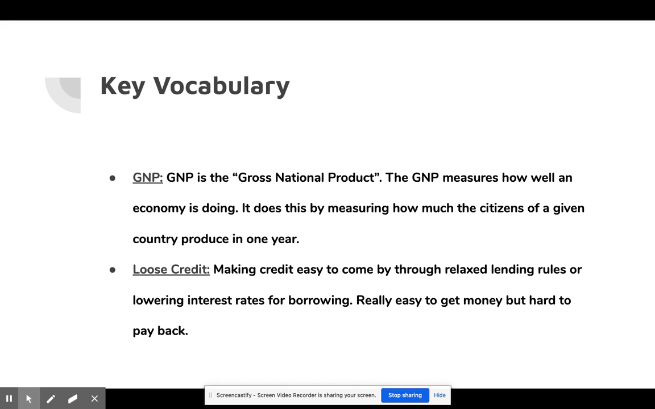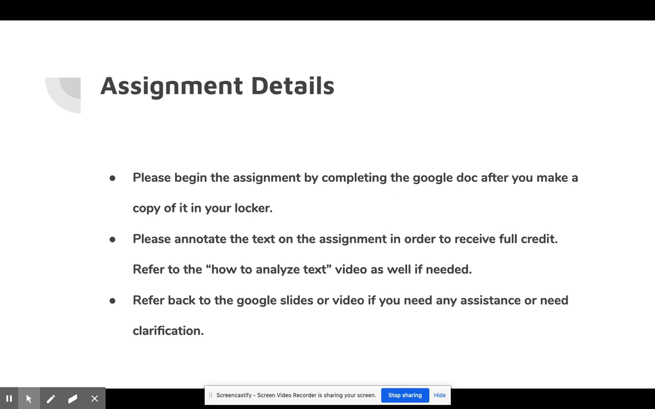Loose credit means making credit easy to come by through relaxed lending rules or lowering interest rates for borrowing. It's basically really easy to get money, but hard to pay back. It's what that term means, loose credit. So that's all really the background that you guys will need for this assignment.